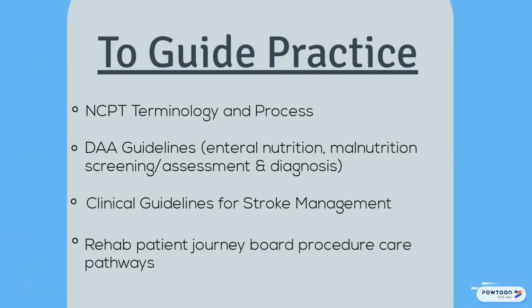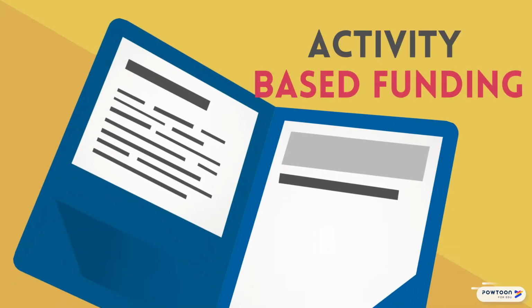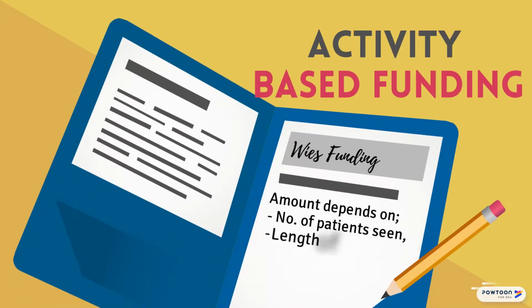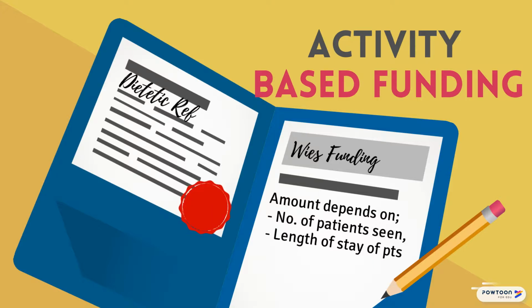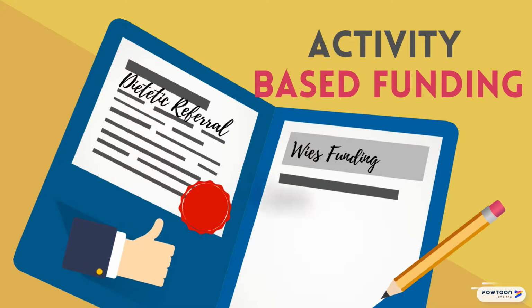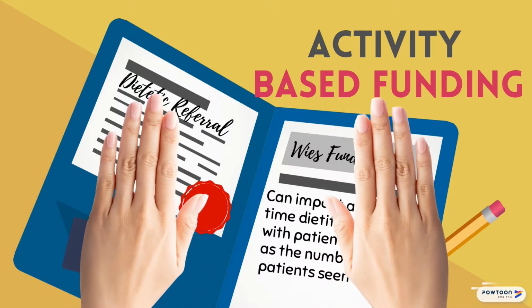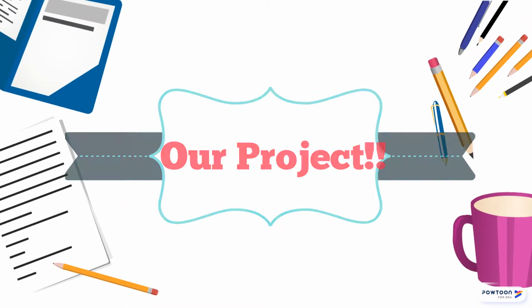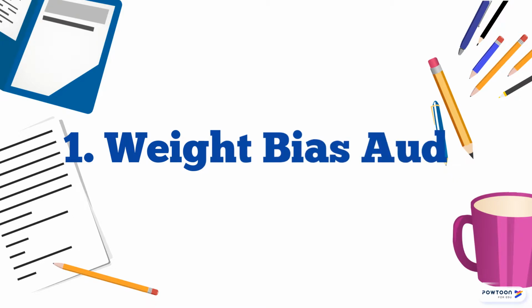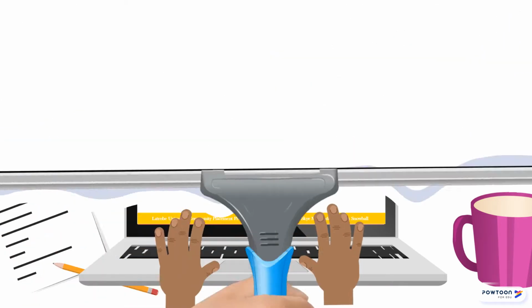There is no set model of care for dietetic assessment at Castlemaine Health, however the dietitians use the following to help guide practice. The dietitians receive funding through activity-based funding, specifically WAYS, when a dietetic referral is made and the contract is secured. This type of funding can impact the amount of time the dietitians spend with patients as well as the number of patients seen. Our project involved conducting a weight bias audit followed by an education session at Castlemaine Health.